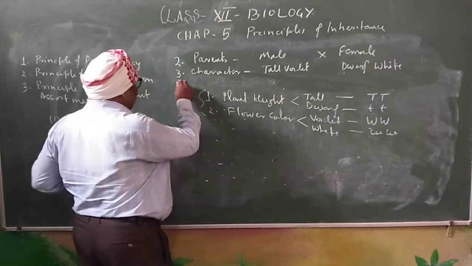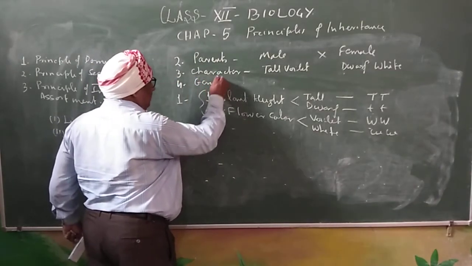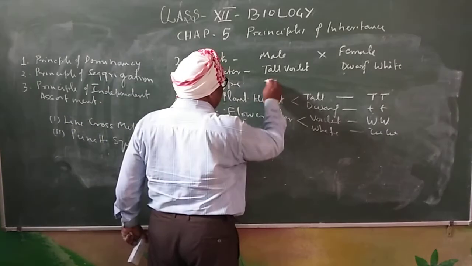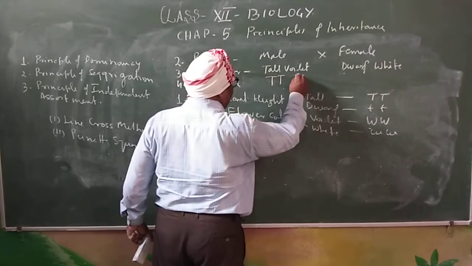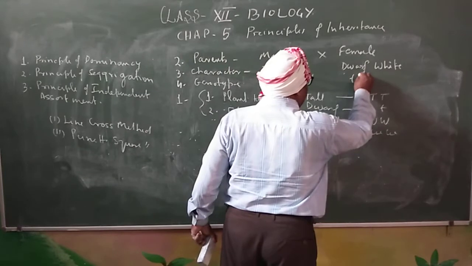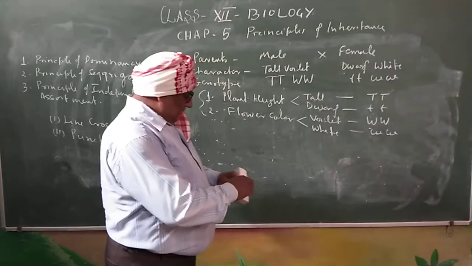Now we can represent point number 4. What is the genotype? Genotype means genetic constitution. Here we can represent genetic constitution capital T and capital W. And here we can say small t and small w like that.